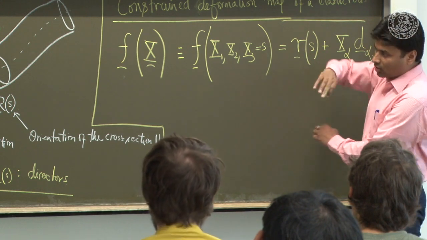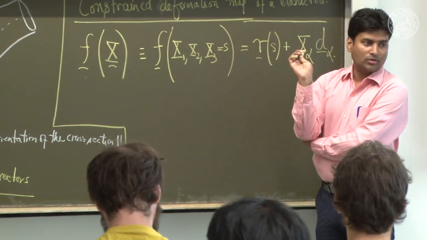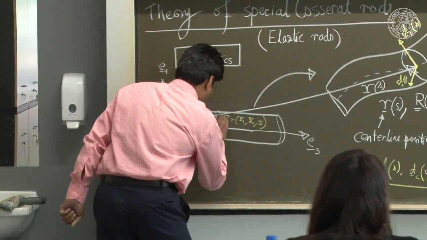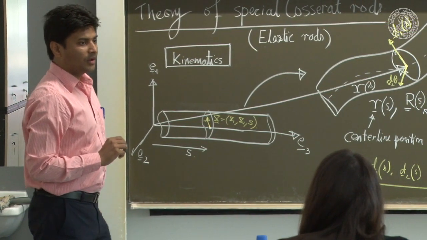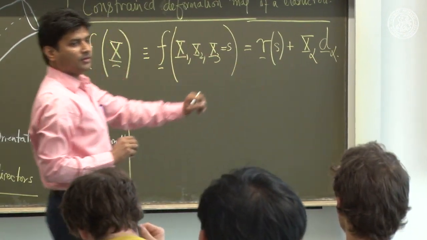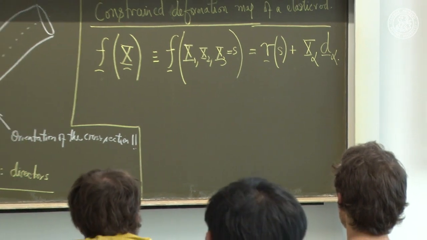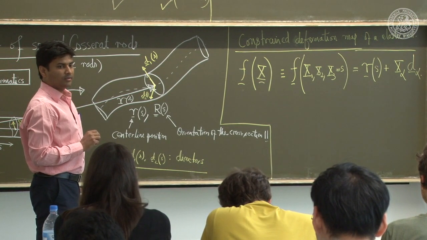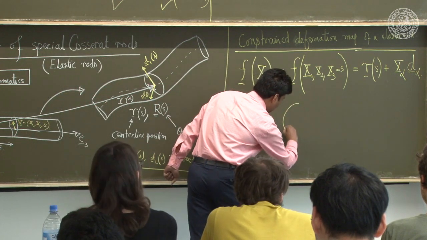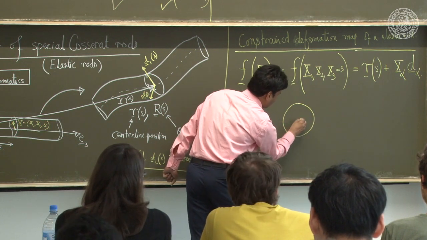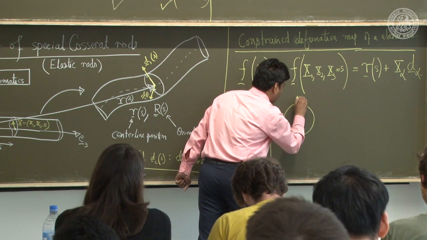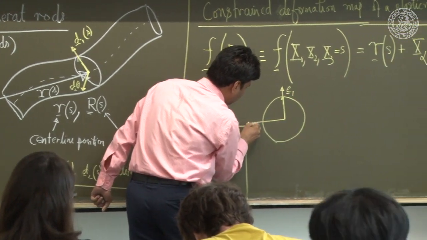So once the center line is done, then think of any point in the cross section of the rod. Now x1, x2 is not 0, it is something. And what is this modeling? x alpha d alpha, the local coordinates on the cross section. Maybe I can draw the figure. Suppose this is the cross section, and that's the centroid, and here is your E1 axis, and that's your E2 axis.